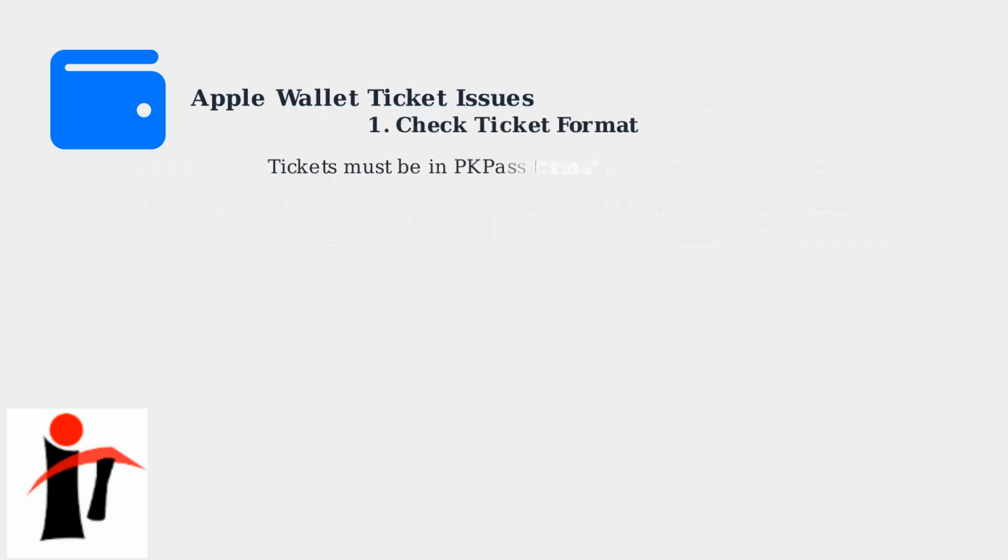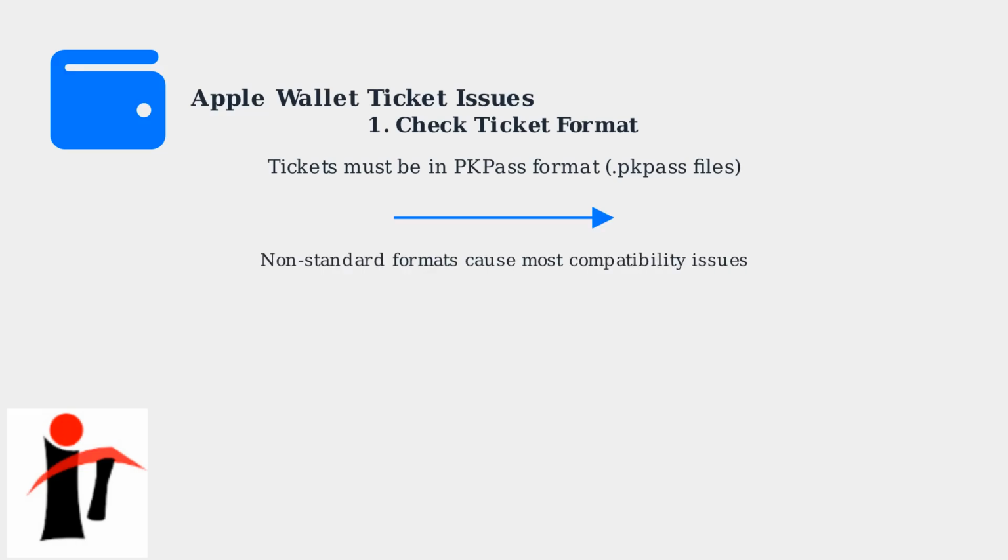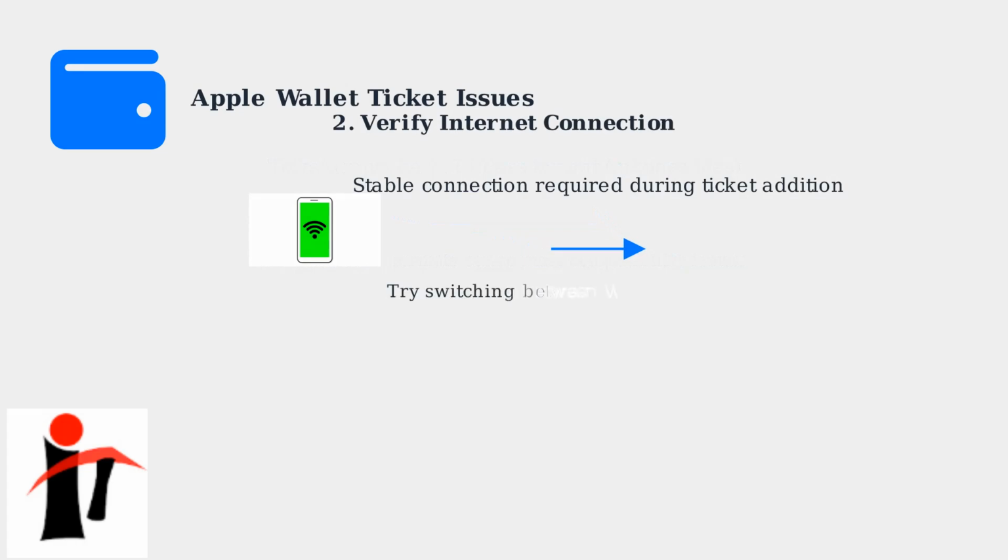First, ensure your ticket is in the correct PK-Pass format. Apple Wallet only accepts tickets in this specific format, which includes proper digital signatures and required metadata fields. Second, verify you have a stable internet connection. About 25% of ticket addition failures occur due to poor connectivity during the process. Try switching between Wi-Fi and cellular data if you experience issues.